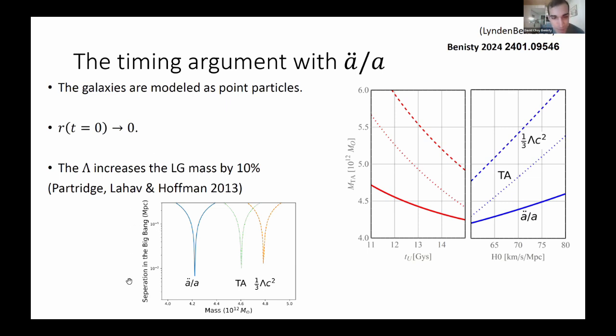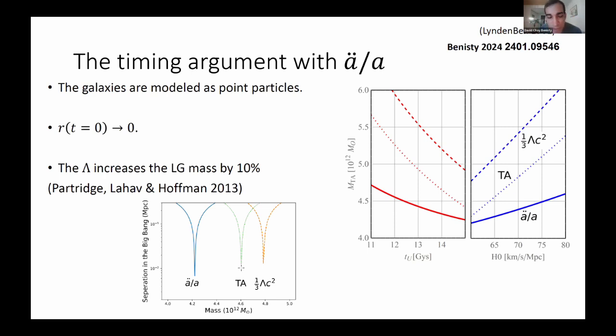So what you can see in this plot, I'm going to discuss about lambda or A double dot over A in a second, but here you can see that I tried to run the Milky Way and Andromeda backwards in time for different masses, and then to see what the separation is going to be at the Big Bang. So anytime that you approach some minima, this is the timing argument prediction. So it means that this is supposed to be the correct mass, or the corresponding masses, okay? That actually fulfills the timing argument, that at the Big Bang they started from a smaller separation.